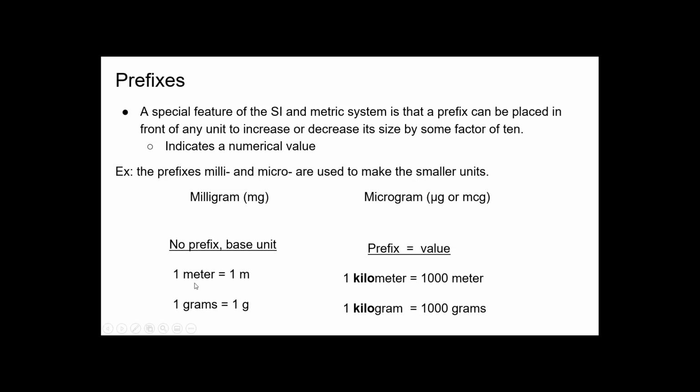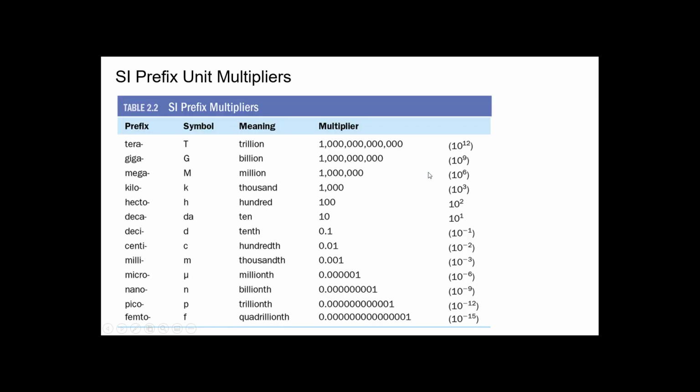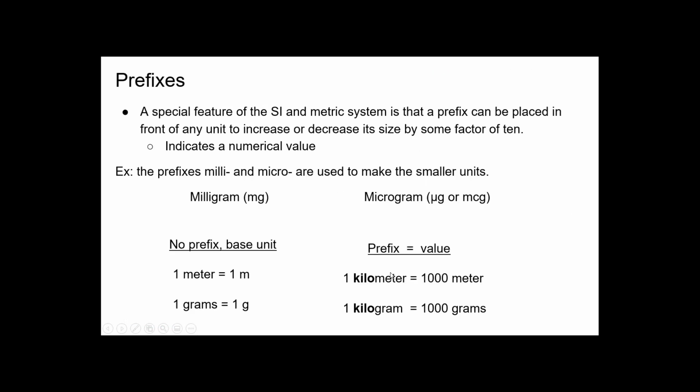So here is a base unit. 1 meter equals 1 meter. 1 gram equals 1 gram. But if I wanted to make the number larger, I would need to use a prefix that is larger. So for instance, kilo is 1,000. That means if I want 1,000 meters, I would have to use the kilo in front to go from 1 meter to 1,000 meters. 1 kilogram equals 1,000 grams. 1 kilometer equals 1,000 meters.